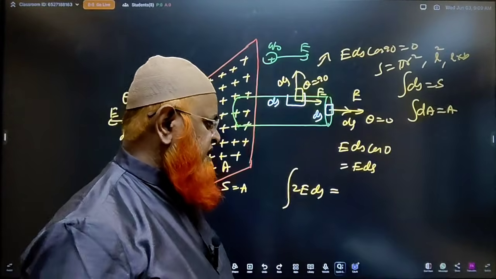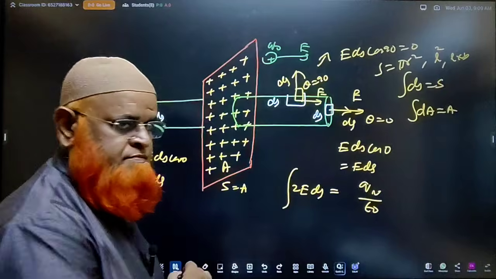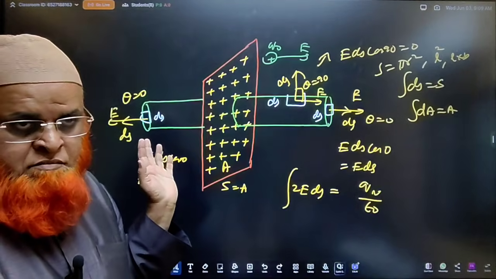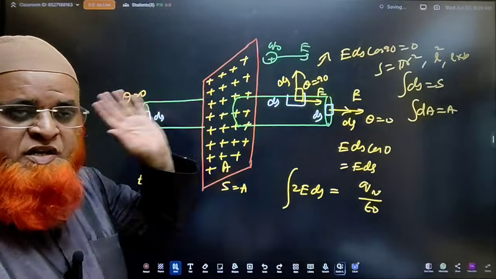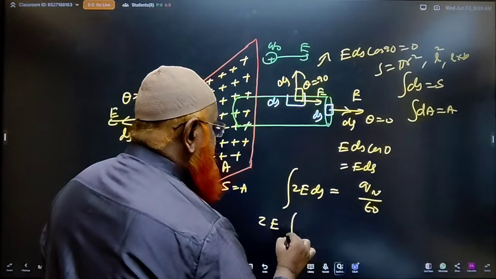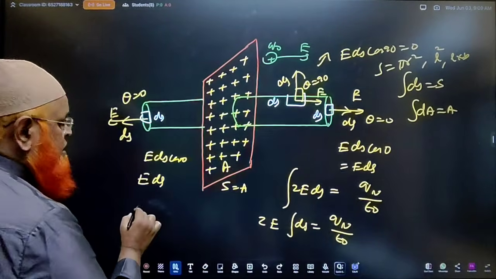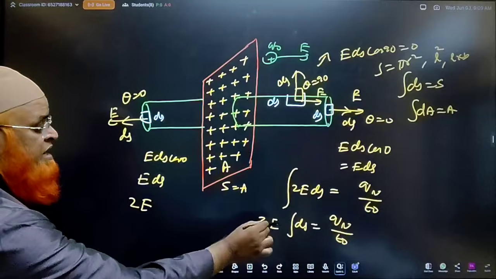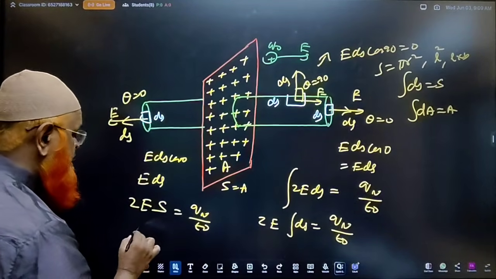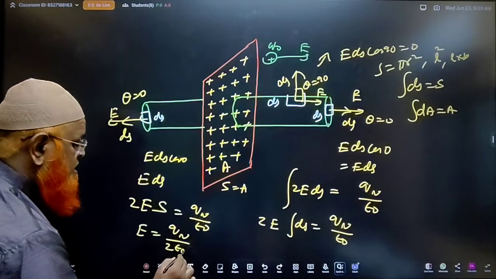Okay, so 2E·dS is nothing but Q net by epsilon naught. Understand? Q net means we have to take all the charges that are present, whether it is 500 or 600, that is going to be the net charge. Therefore 2E integration of dS, which is S, is equal to Q net by epsilon naught. Therefore E is going to be Q net by 2 epsilon naught S.